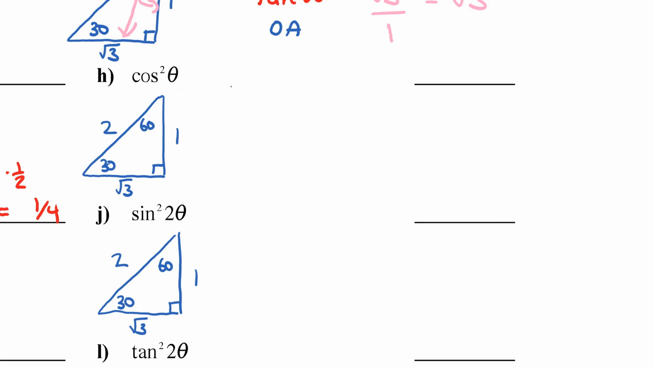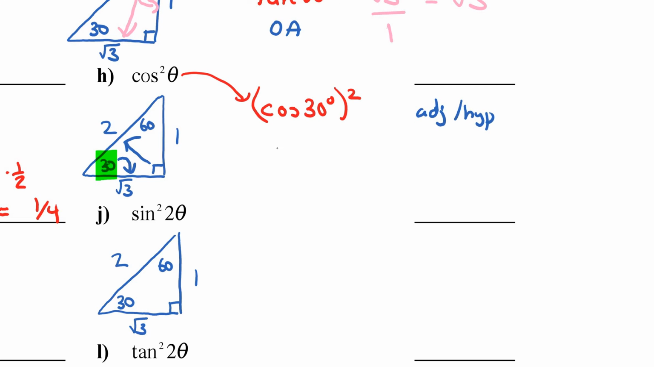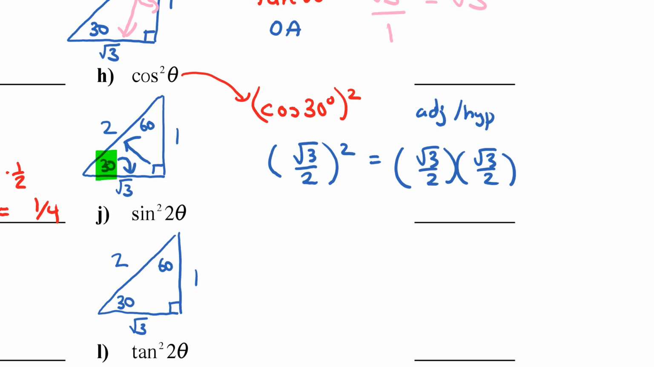All right, for letter H, I got cos squared theta. So this is the same thing as cos of 30 degrees, all to the power of 2. So let's go ahead and find the 30 degrees. And cosine is adjacent over hypotenuse, right? So I got to find my adjacent and my hypotenuse. The adjacent is root 3, and the hypotenuse is 2. So this is going to be root 3 divided by 2, all to the power 2, which is the same thing as root 3 divided by 2 times root 3 divided by 2. Root 3 times root 3 is going to be 3, and 2 times 2 is going to be 4. So my final answer is 3 divided by 4.